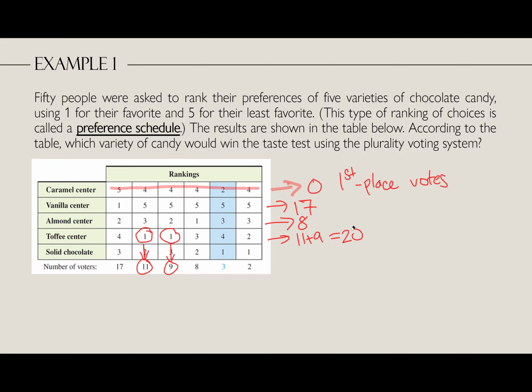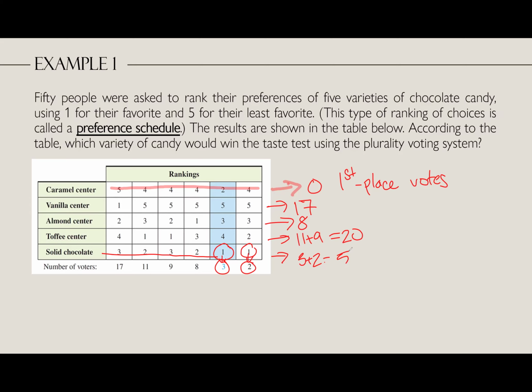And now we look at the straight up solid chocolate bar. How many first places do I see? I see a first here, I see a first here. How many does that account for? Well, here we have 3 people plus 2 people. So we have 3 plus 2 or 5 first place votes.